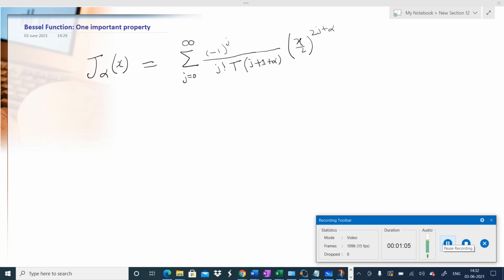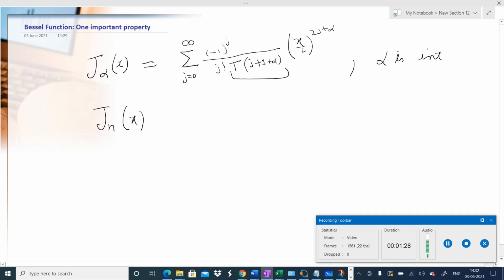It runs from j equals 0 to infinity, and this is minus 1 to the power j divided by j factorial. Then this is a gamma function, and x by 2 to the power 2j plus alpha. Now if alpha is an integer, then we write J n of x, which has an alternative definition which you have seen. This is mostly used: 1 by pi times the integral from 0 to pi of cos of n tau minus x sine tau d tau.